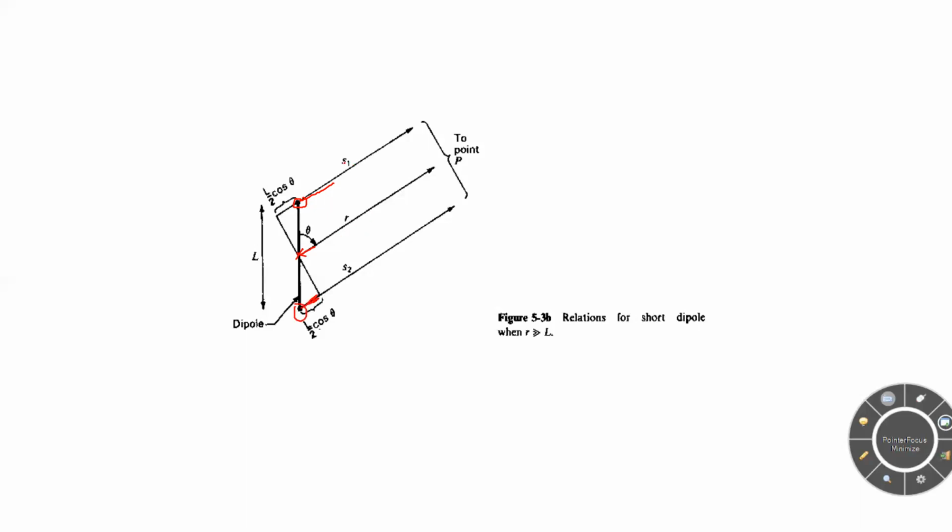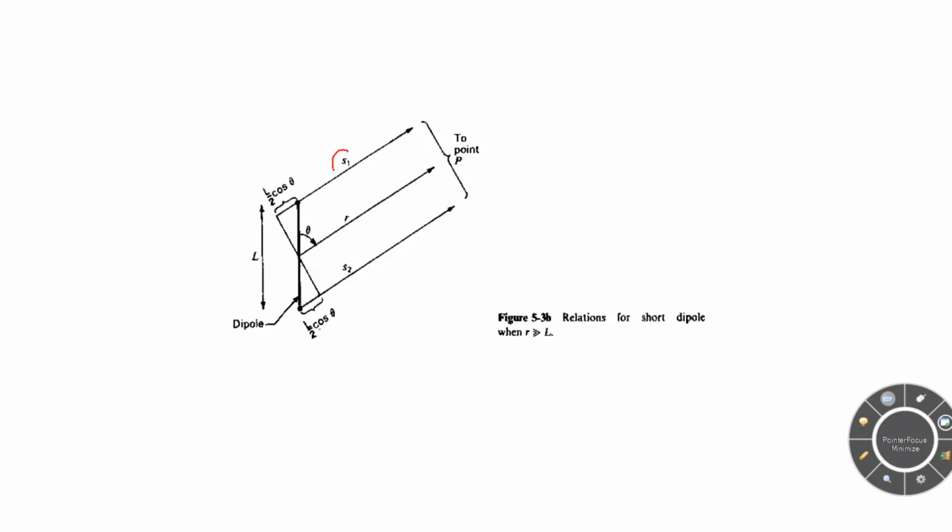Now, if I have to identify the length of S1 with respect to the observation point, it will be given in terms of R and the length of the dipole. How do you obtain this? It is based on Pythagoras, the right angle triangle, wherein you use cos theta equal to adjacent upon hypotenuse. Based on that, you obtain the equation.